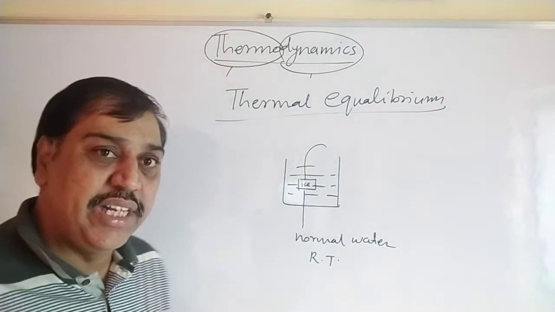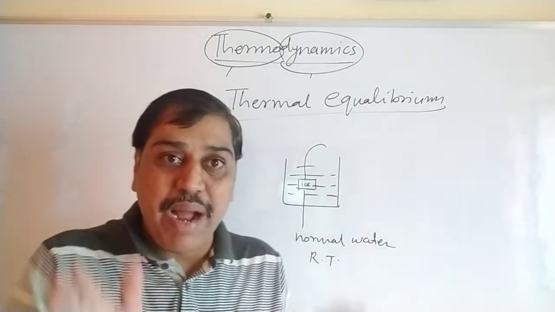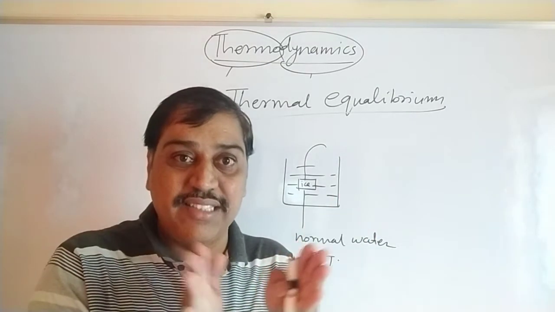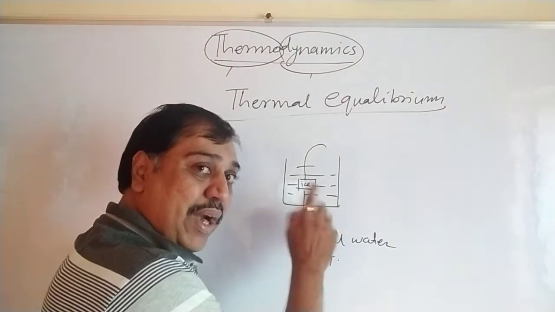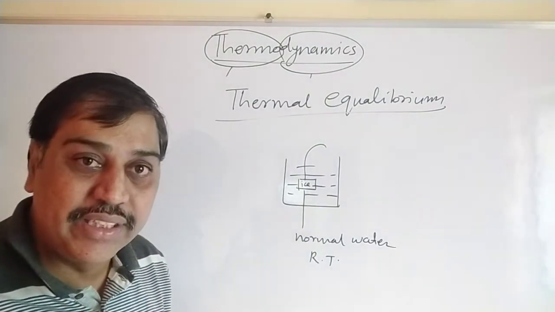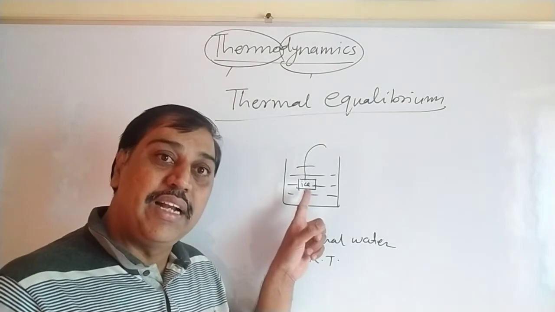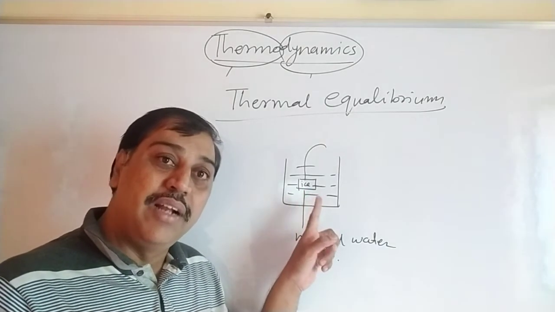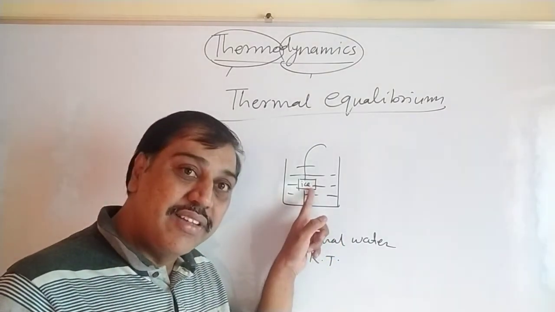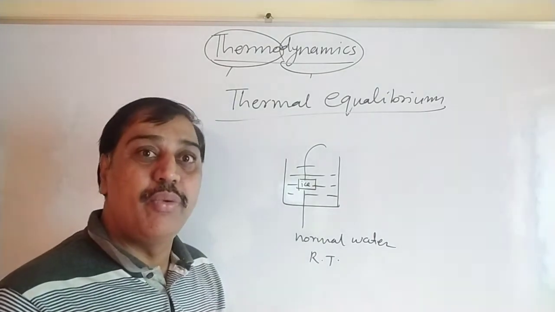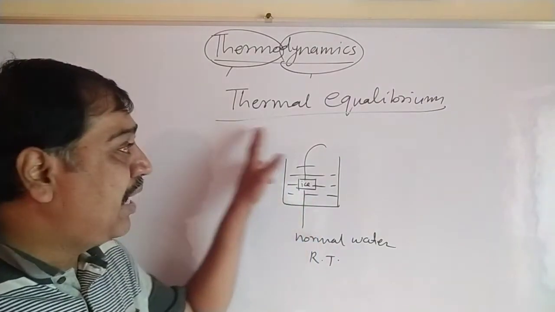It is seen that when we put the ice cube in the water, the dimension of the ice cube changes. Its size decreases. At the same time, the temperature of the water decreases. So what occurred here? There is an exchange of heat. Ice is colder than the water, so heat is transferred from the hot water to the ice, and due to that the temperature of the water decreases. At the same time the temperature of the ice increases, so the ice melts and converts into water. So this is what we have to learn as thermal equilibrium.